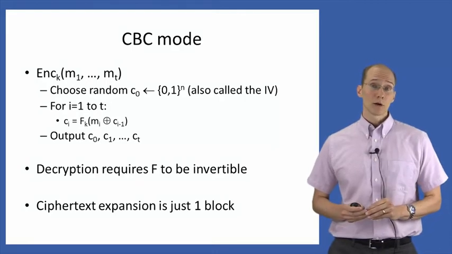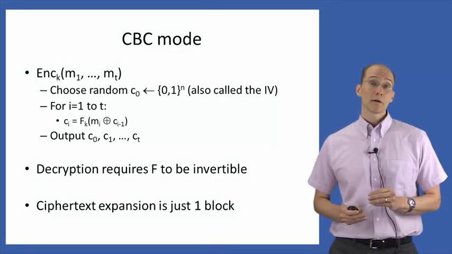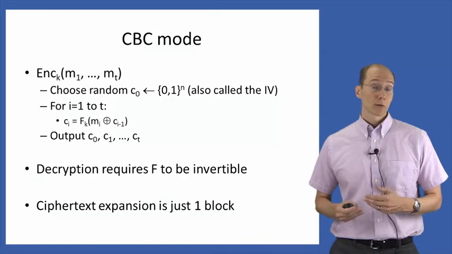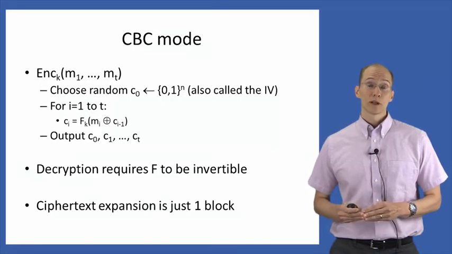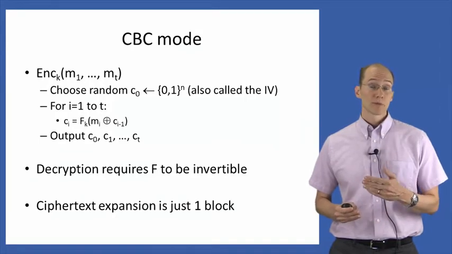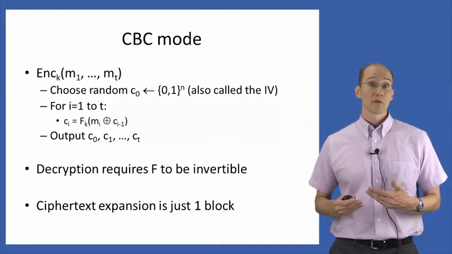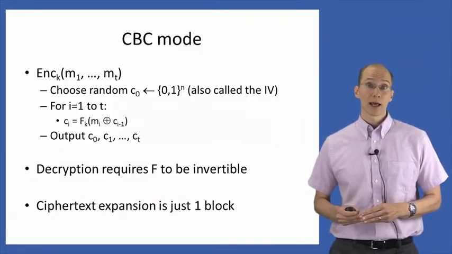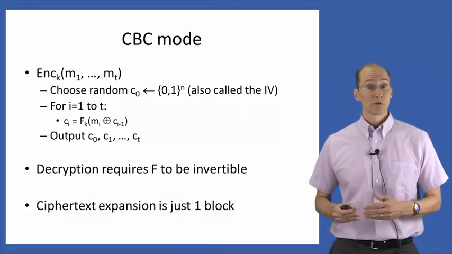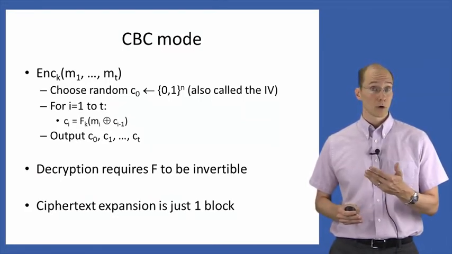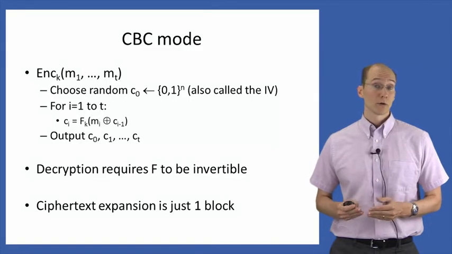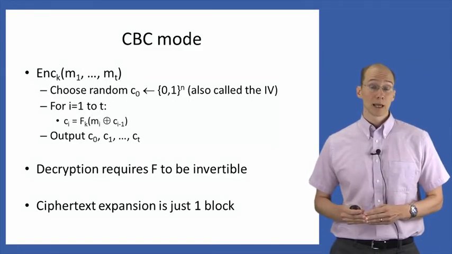One thing to note here is that decryption requires f to be invertible. This was not the case for counter mode, where the receiver only needed to evaluate f in the forward direction. To decrypt for CBC mode, the receiver is also required to evaluate f in the reverse direction as well. Fortunately, block ciphers are invertible, and so they can be run in the reverse direction, and so CBC mode can be decrypted when using a pseudorandom permutation.